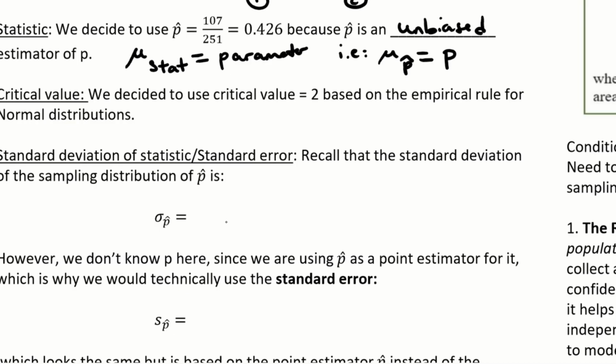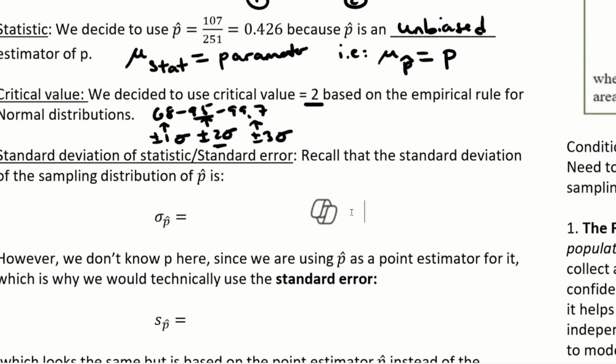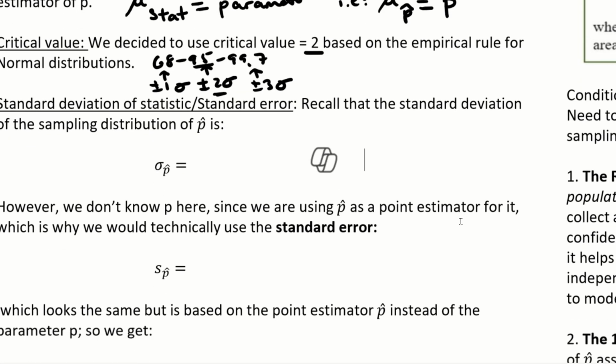All right, now critical value. We decided to use a critical value of 2 based on the empirical rule, the 68, 95, 99.7 rule. This is for plus or minus 1 standard deviation. This is for plus or minus 2 standard deviations. And this is plus or minus 3 standard deviations. And we wanted to go 2 standard deviations for 95%, so that's why we used 2.